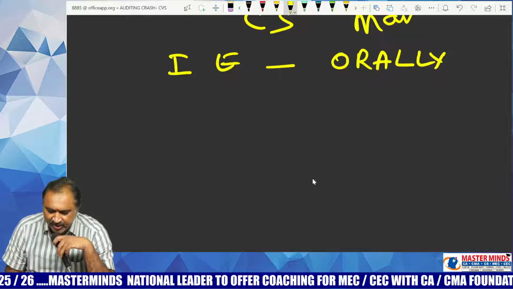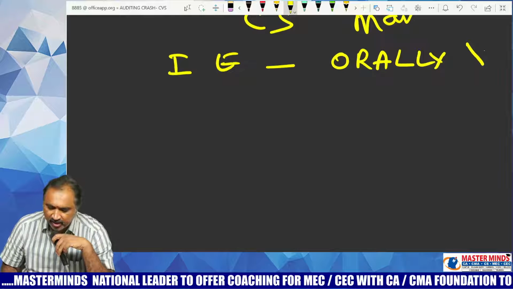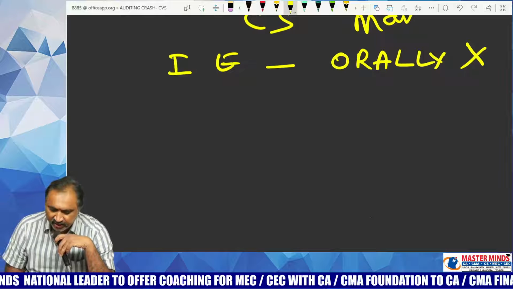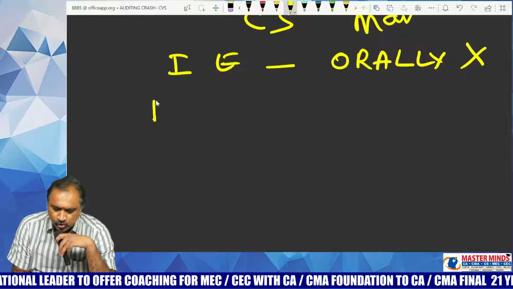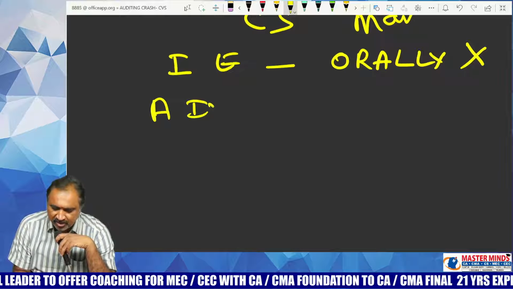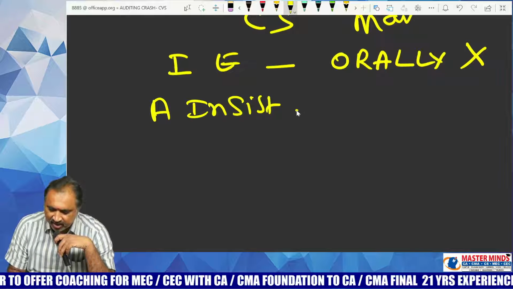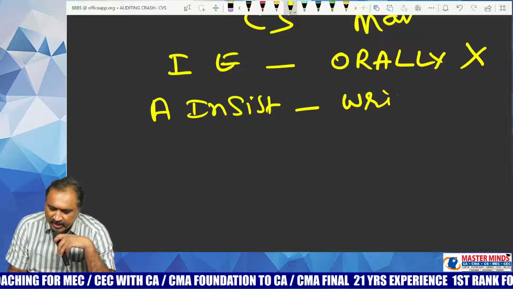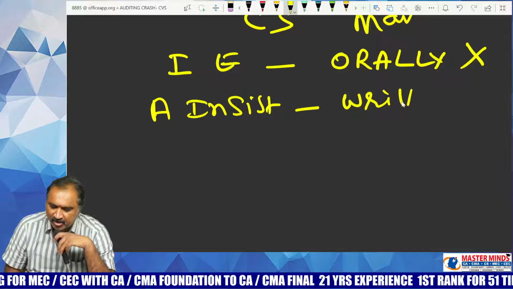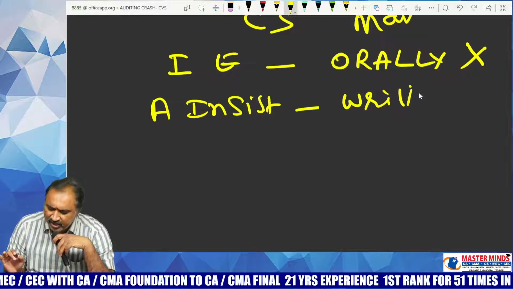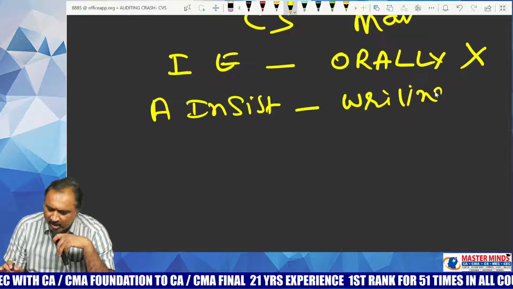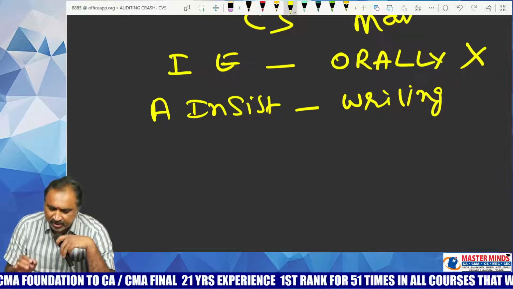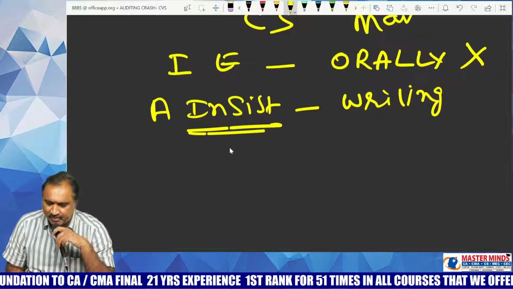If you were the auditor, don't accept any information and explanation provided by the company orally. Instead, the auditor should insist the company to provide the required information and explanations in writing. I don't accept any information provided by you orally. Please provide any information in writing. This is what the auditor should insist the management of the company.